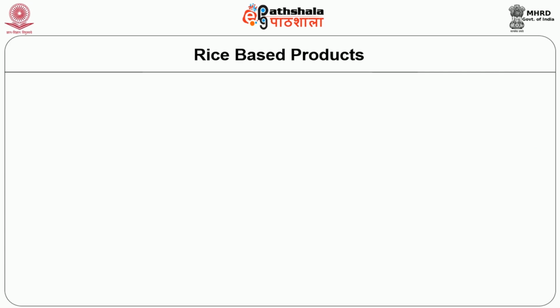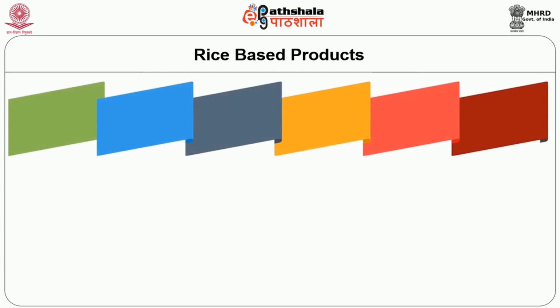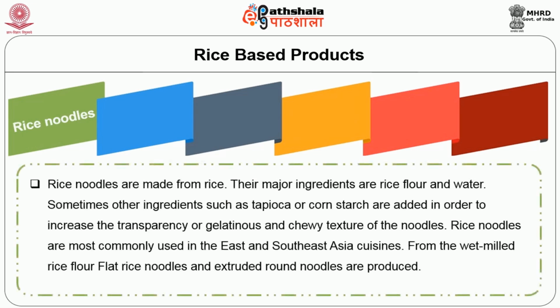Let me discuss the various products which are made from rice. First one is rice noodles. Normally rice noodles are made from rice. Their major ingredients are rice flour and water. Sometimes other ingredients such as tapioca or cornstarch are added in order to increase the transparency and chewy texture of the noodles. Rice noodles are most commonly used in East and Southeast Asian cuisines. From the wet milled rice flour, flat rice noodles and extruded round noodles are produced.